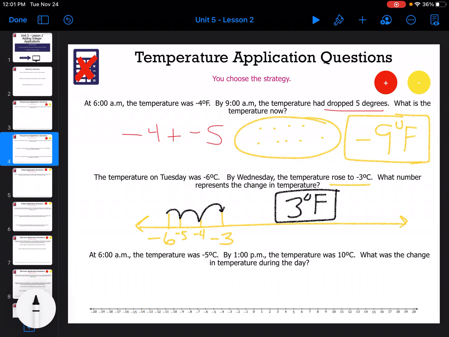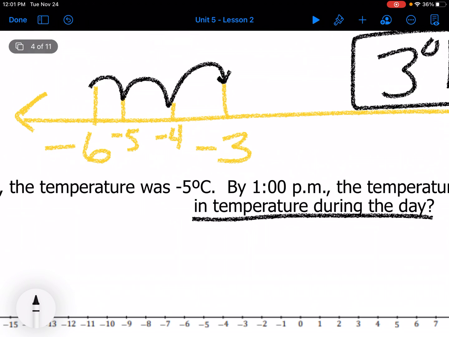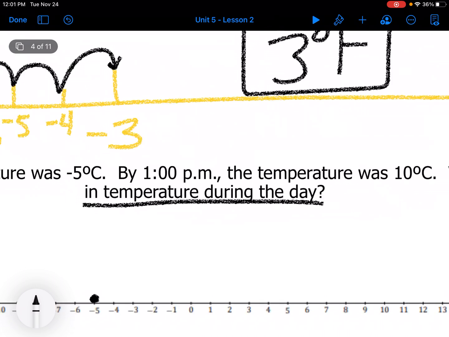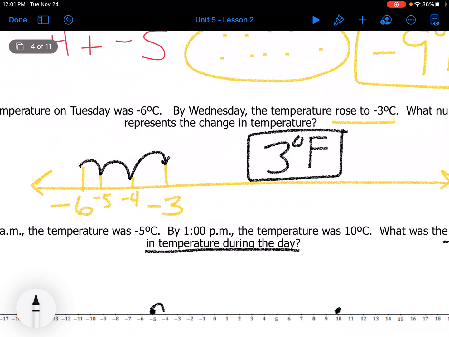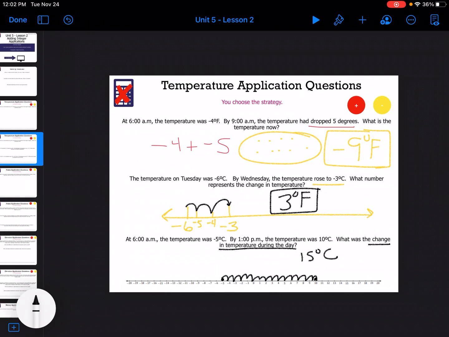All right. At 6 a.m. the temperature was negative 5 and by 1 the temperature was positive 10. What was the change in the temperature during the day? They're starting at negative 5 and they're ending on positive 10. So I'm trying to figure out the distance, the change. That's 1, 2, 3, 4, 5, 6, 7, 8, 9, 10, 11, 12, 13, 14, 15. So 15 degrees Celsius was the change.